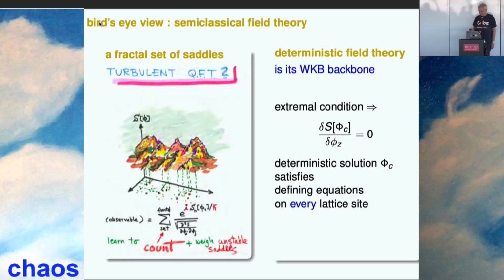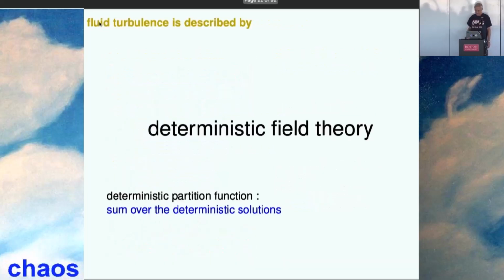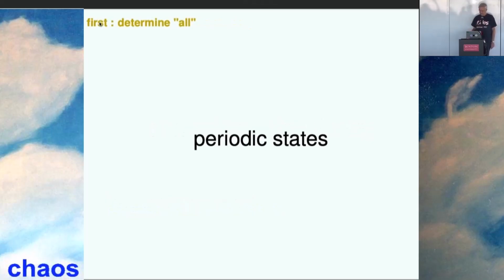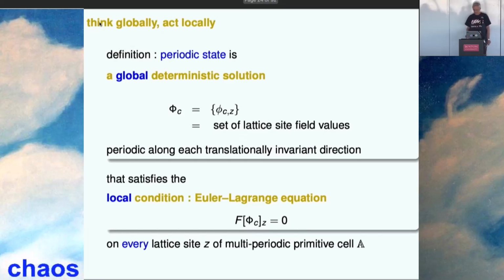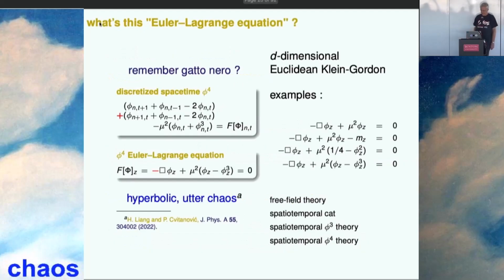And why are there lots of them? Because that's called chaos. So the theory that only keeps the saddles, I'll call it deterministic field theory, is built on periodic states. Periodic states is something that has some period in time, some period in space, and for every continuous symmetry, it has a period in that direction. Locally, it satisfies what I'll call the Euler-Lagrange equation. Globally, it satisfies boundary conditions.